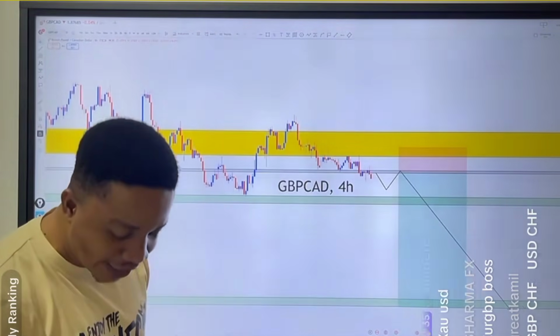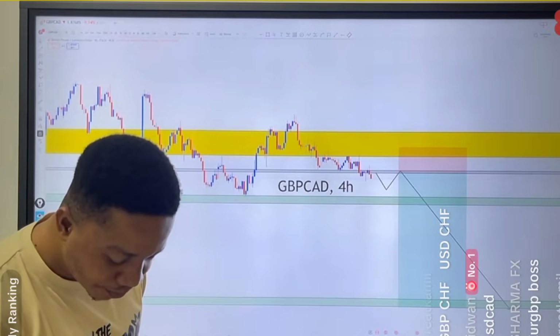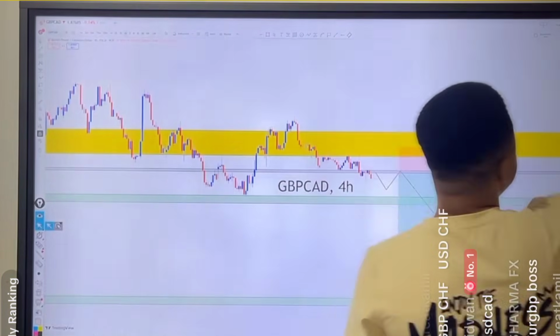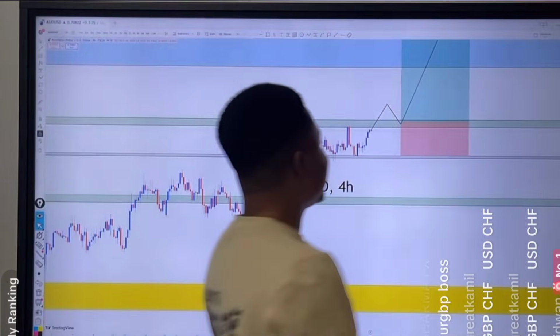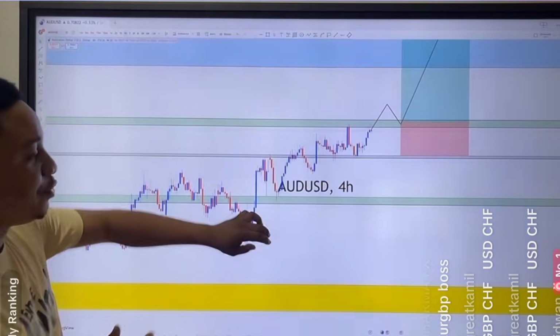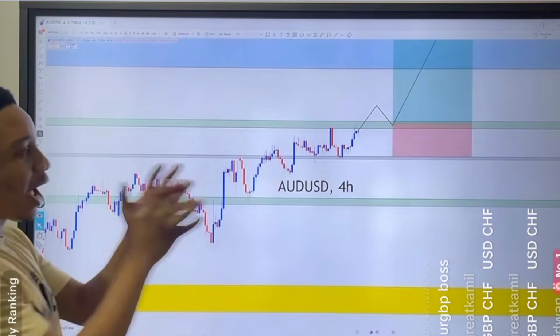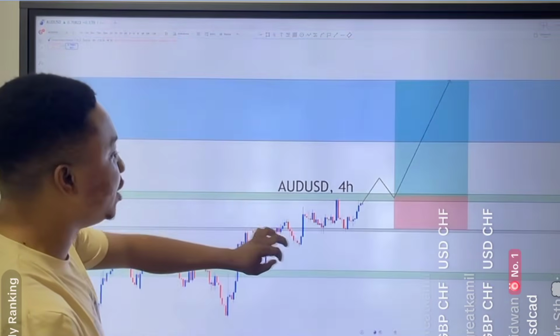Let's go over to the AUD USD by Mohammed. This is AUD USD and I'm preparing for a buying opportunity. Why do we want to buy the AUD USD?